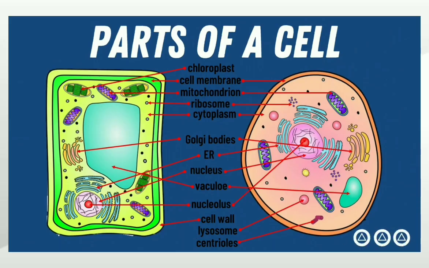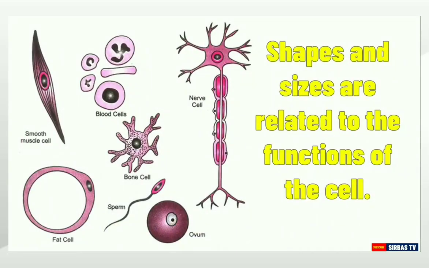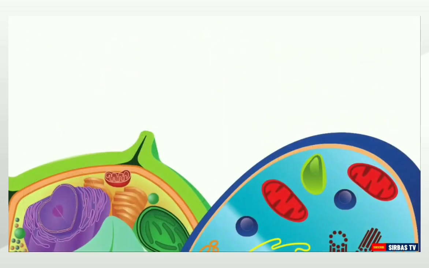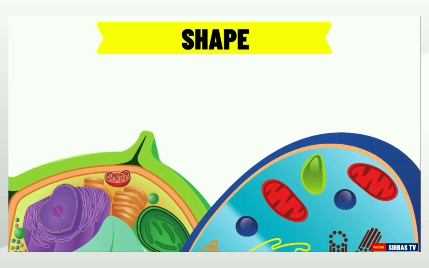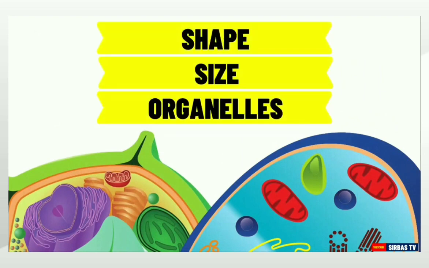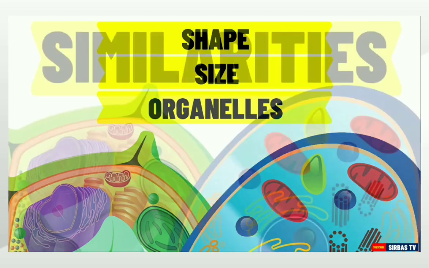We learn the different parts of a cell and their corresponding functions, and sizes are related to the functions of the cell. The basic differences between most plant and animal cells are their shape, size, and the absence and presence of an organelle. But before we discuss their differences, let us first talk about their similarities.